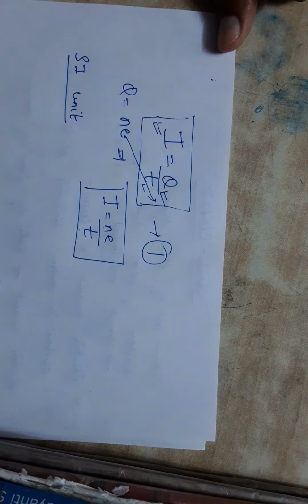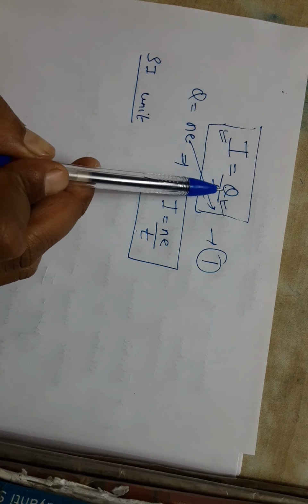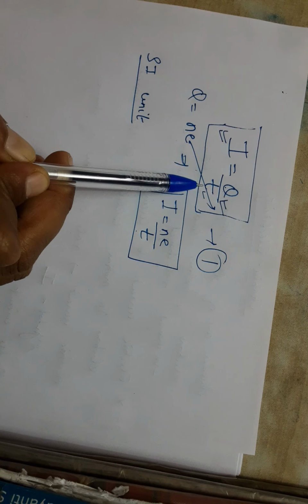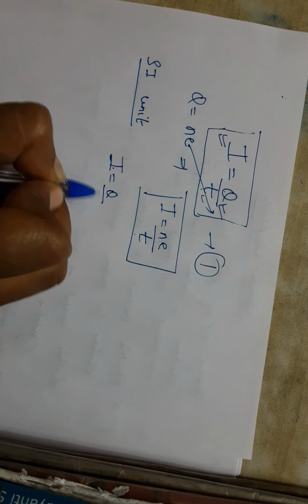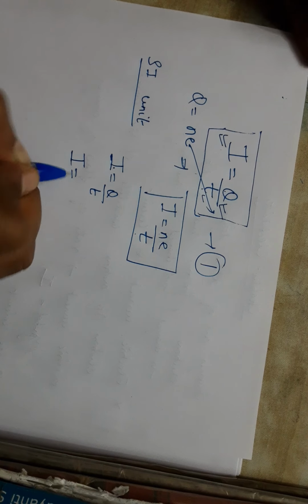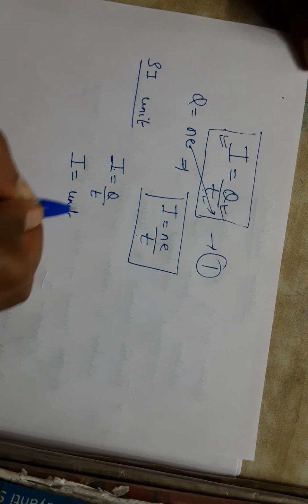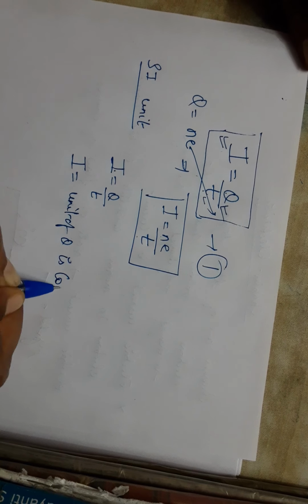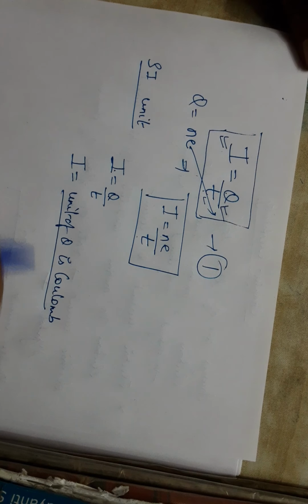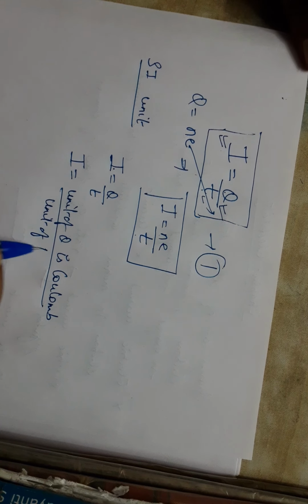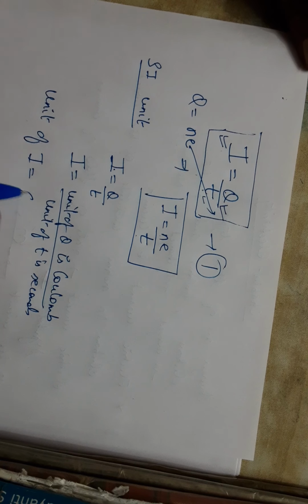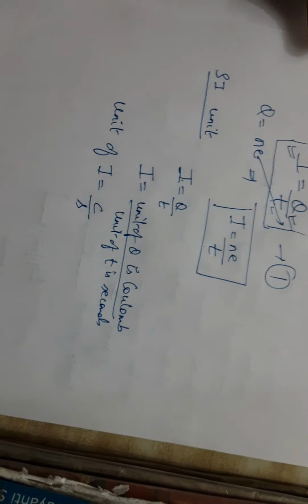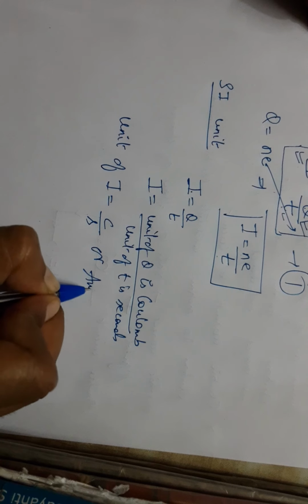Now comes the SI unit. To find the SI unit, we need to know the SI unit of charge and time. We can then easily find the SI unit of current. As we have seen, I equals Q upon t. The unit of Q is coulomb and the unit of t is seconds. Thus, the unit of I is coulomb per second, or ampere.